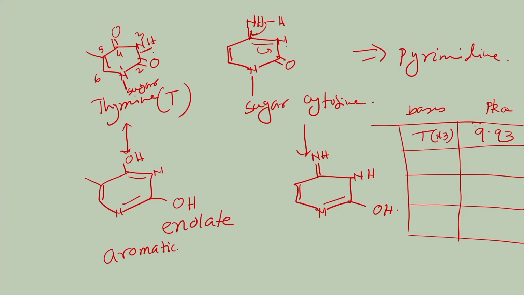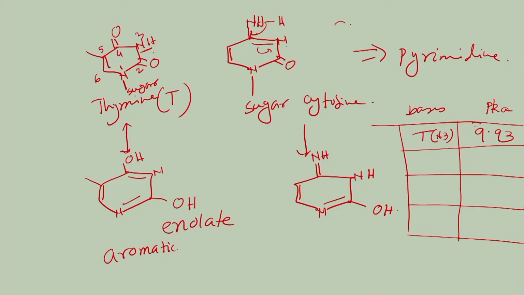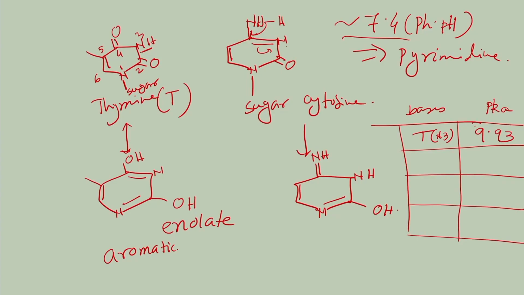So, now in our body, we call it physiological medium. Physiological pH is around 7.4 actually. So, in our body system, most of the cells have this pH, there are other cells also which have a low pH. So, 7.4 is in general the pH of our body.